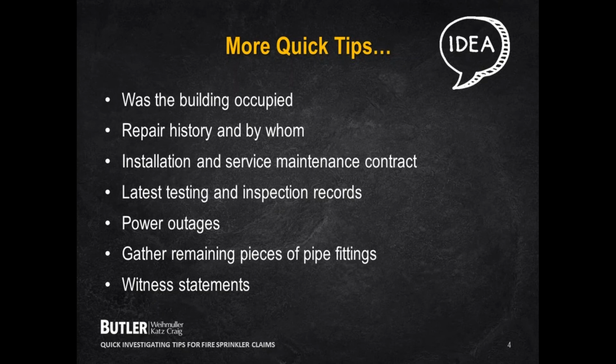You'll need the installation and the service maintenance contract. Those are going to be two separate documents. When you ask for the installation contract, I typically ask for the contract between, if the insured is the owner of the building, the original contract for construction with the general contractor, and then the subcontractor fire sprinkler. Typically, the insured will enter into a general contract for the construction of the building with the general contractor, and then the general contractor will sub out to the fire sprinkler.